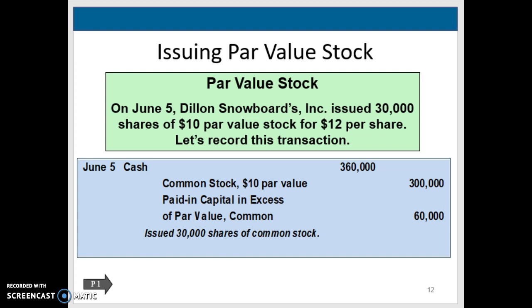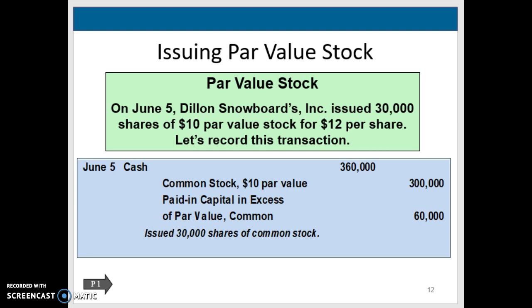When we look at par value stock, the example says on June 5th, Dillon Snowboards Inc. issued 30,000 shares of $10 par value stock for $12 per share. To record the transaction, we've got to think back to Accounting 1, how we do journal entries. Don't forget, you still have to do that.